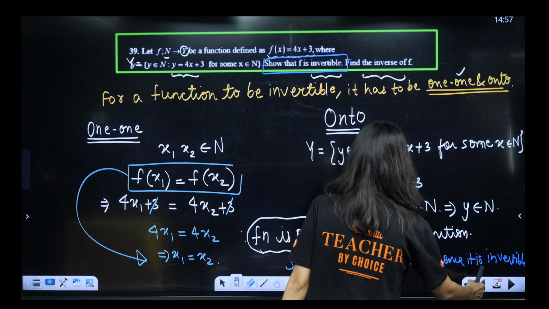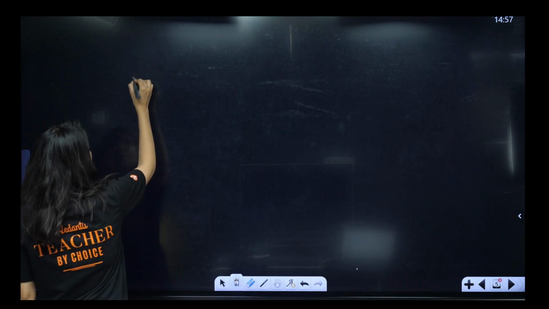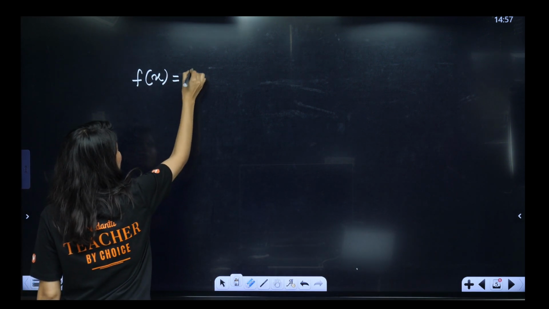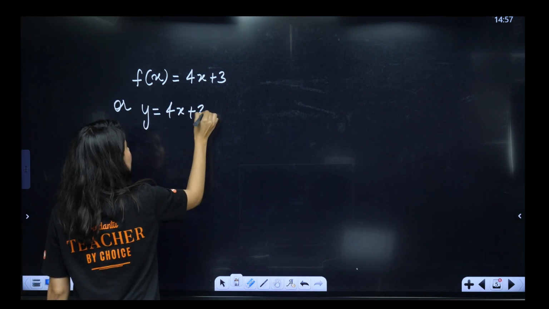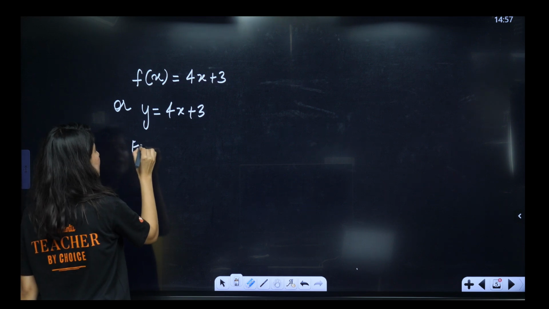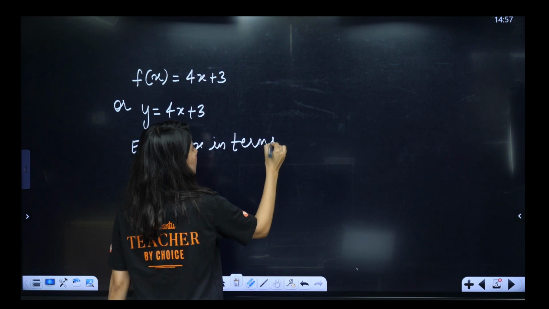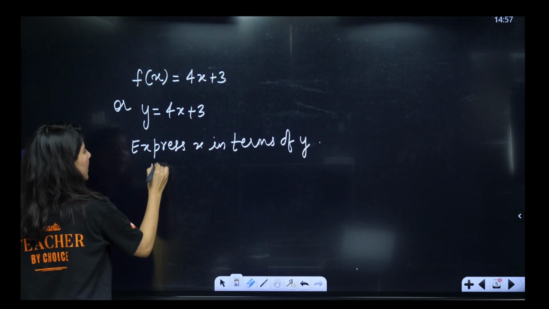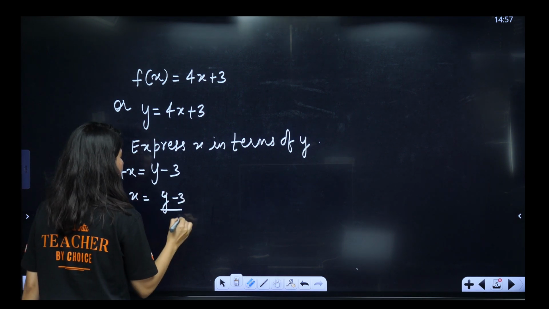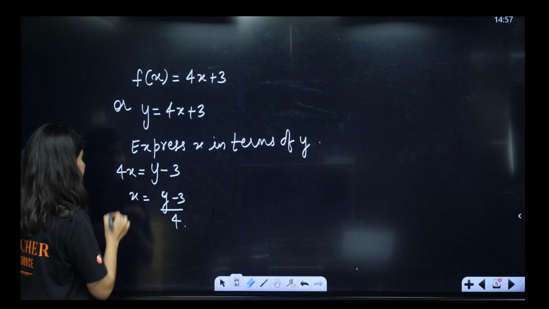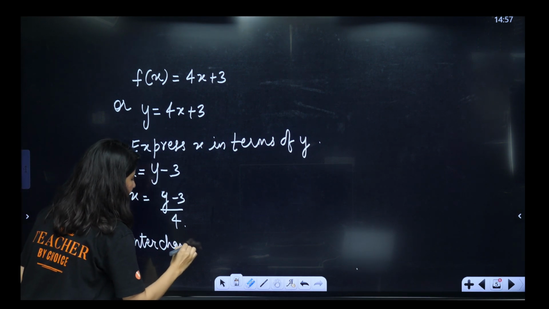Okay. So, find the inverse of f. Now, we can easily find the inverse of f. How to find inverse of f? So, now f of x they are giving is equal to 4x plus 3. Or I can write y equals 4x plus 3. Now, what we are going to do is express x in terms of y. So, how will we do it? y minus 3 equals 4x. x equals (y minus 3) upon 4. And now, final step, we need to interchange x and y. That's how you find inverse of any function.